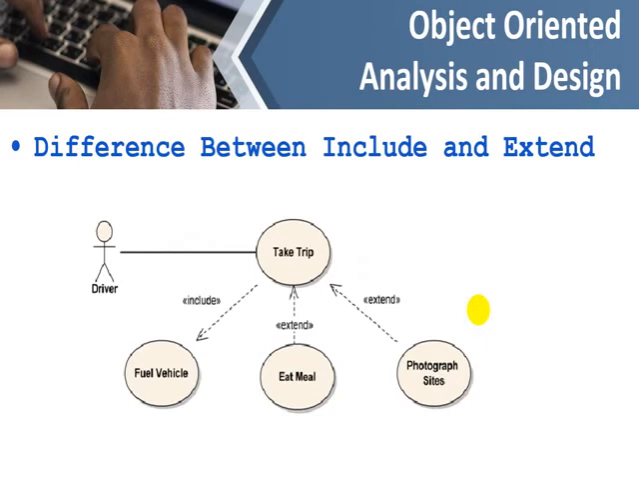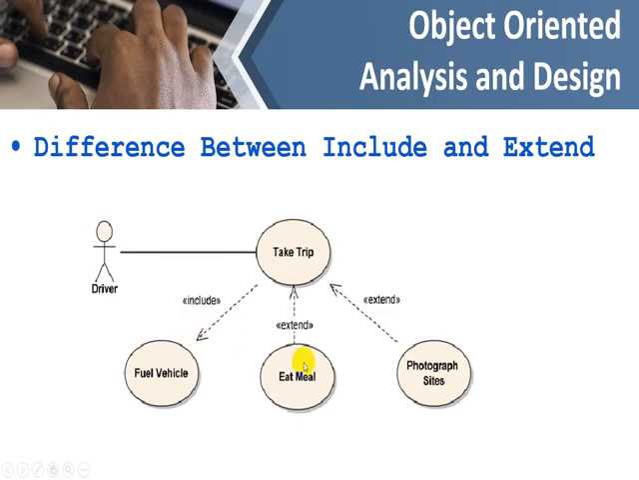Now we will look at a diagram or an example with extend and include operations or association. Driver takes the trip, and now this trip has a few more include and extend use cases. So now if I check, here is fuel vehicle and this is include, right? So include means this is a must. So that means when the driver takes a trip, he will definitely get the fuel in the car or truck or van, whatever he is driving. So this is a must. So this is include.